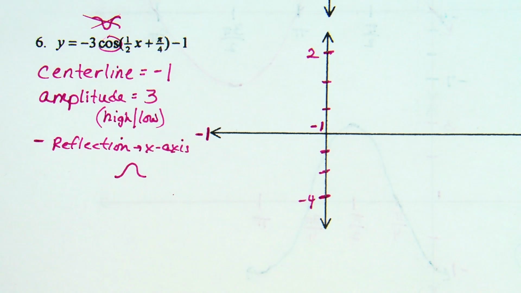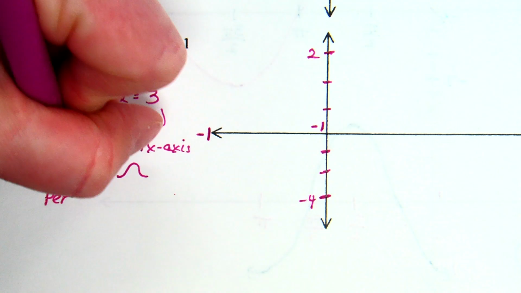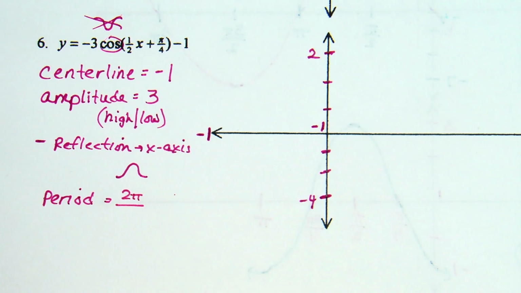What else? Period. How do we do period? It's 2 pi over b. What is b? 1/2. So it's 2 pi divided by 1/2.